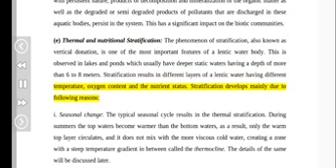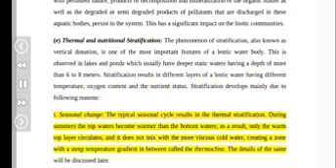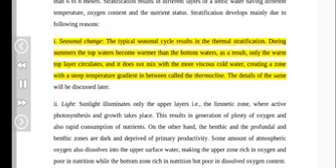Stratification develops mainly due to the following reasons. 1. Seasonal change. The typical seasonal cycle results in thermal stratification. During summers the top waters become warmer than the bottom waters. As a result, only the warm top layer circulates, and it does not mix with the more viscous cold water, creating a zone with a steep temperature gradient in between called the thermocline. The details of the same will be discussed later.